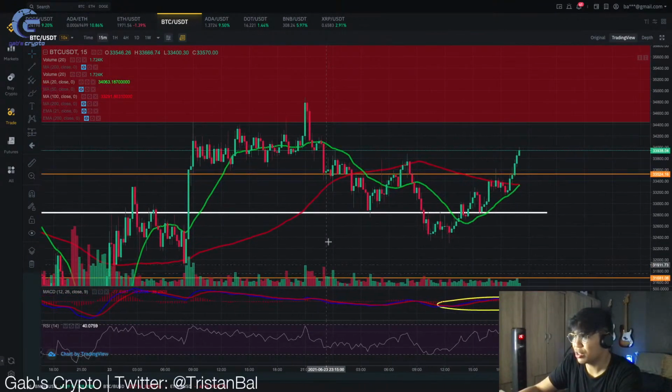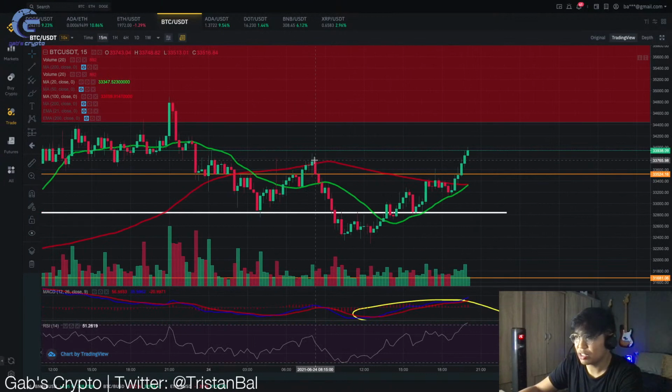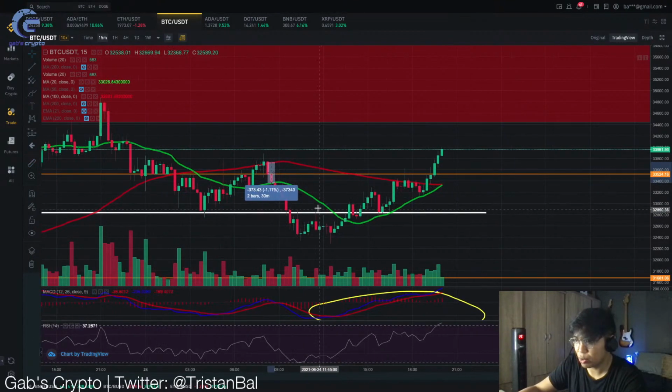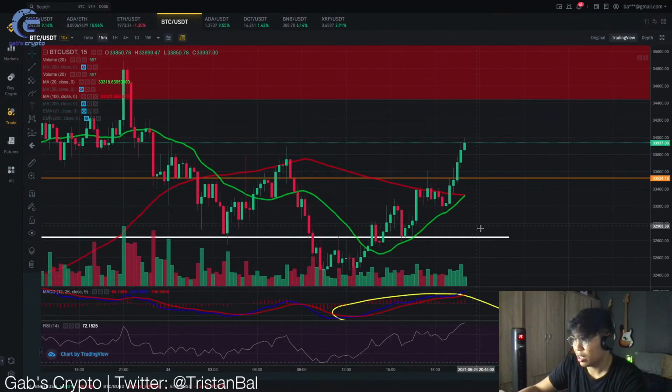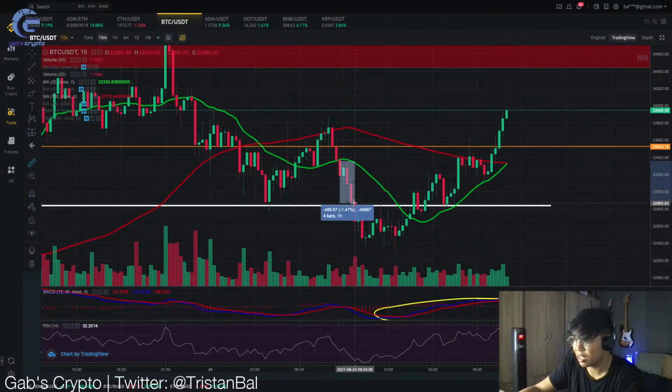So, ang ginawa ko dito, if nag-touch dito sa 100 moving average, saka ako nagpuput ng short position up to this next support. And if na-break itong 20 moving average ng 15-minute time frame, saka ako nag-add ng extra short position up to this support. And then after dyan, take profit na ako.